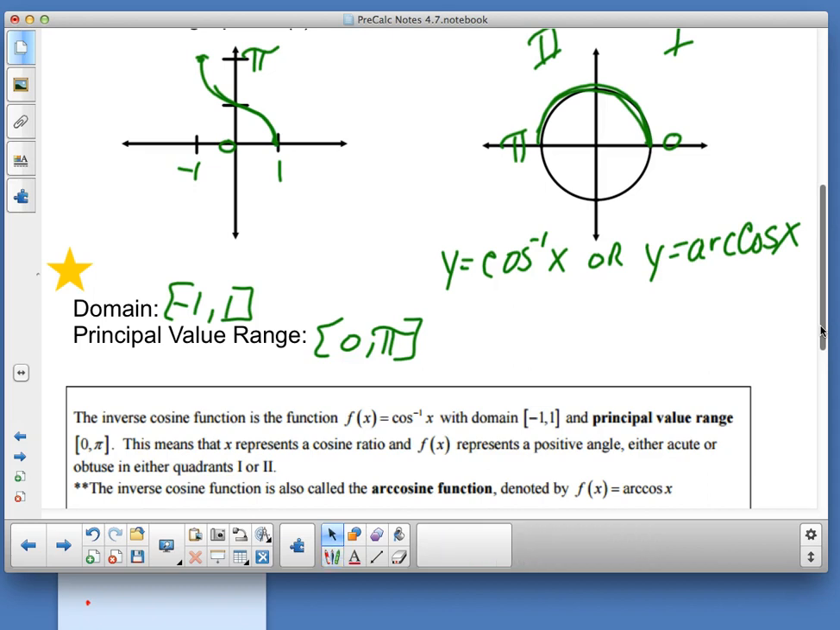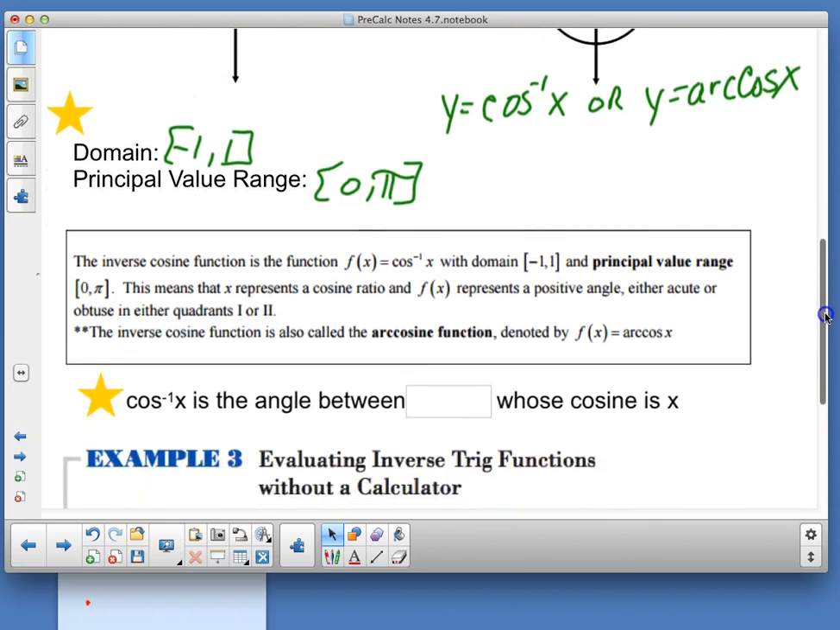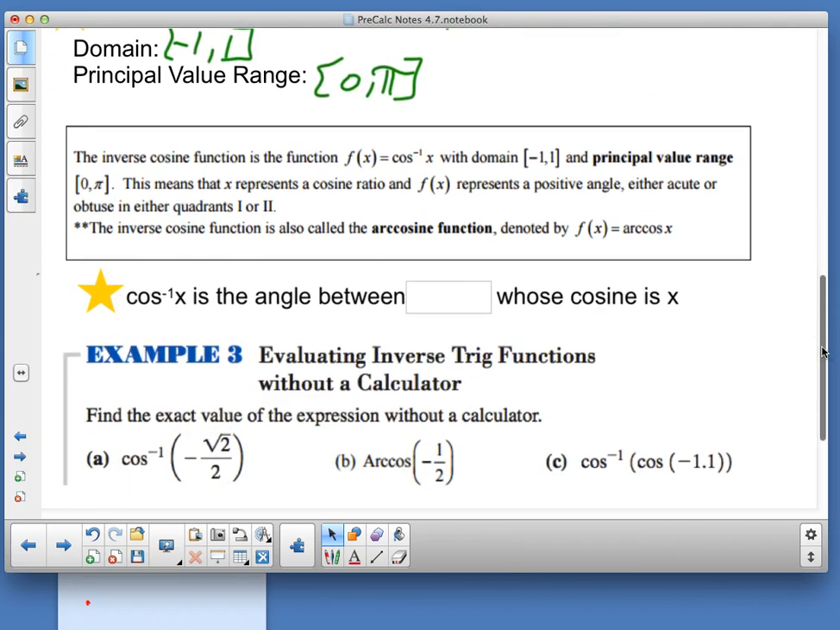Now, this idea of the inverse cosine function is the function f of x equals cosine inverse of x with the domain -1 to 1. Principal value range, make sure you know that. I think that's what you had to write down in that section, is 0 to pi. This means that x represents a cosine ratio and f of x represents a positive angle, either acute or obtuse, in either quadrant 1 or 2. They're always working with that angle value coming through. So we go 0 to 180 for our cosine, or 0 to pi when we're working with cosine.